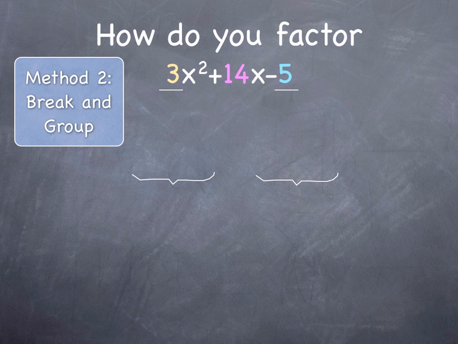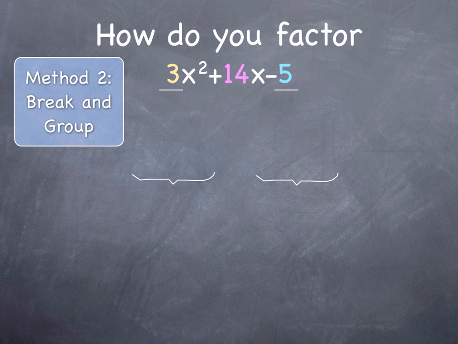What we're going to do is take our trinomial that has three terms, 3x squared plus 14x minus 5. We're going to break the middle term up into two terms, and then we're going to use factoring by grouping our four terms in order to find the correct factorization. Let me show you with an example what this looks like.